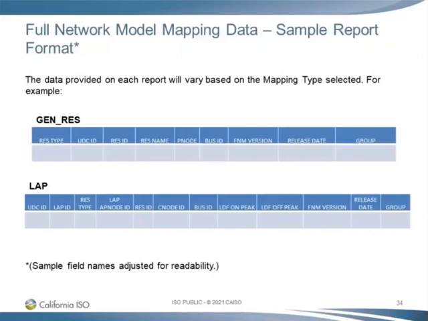So we have tech specs already on the other two reports that we talked about, the NQC and the CPM. Those are added to the Oasis tech specs on the developer site. But what you're looking at here is just a sample report mockup. So the data provided on each report will vary based on the mapping type selected. For example, if you select generating resource, you'll see a certain series of columns. If you look for the load aggregation point, you'll see a certain series of columns. So that is what that looks like there.